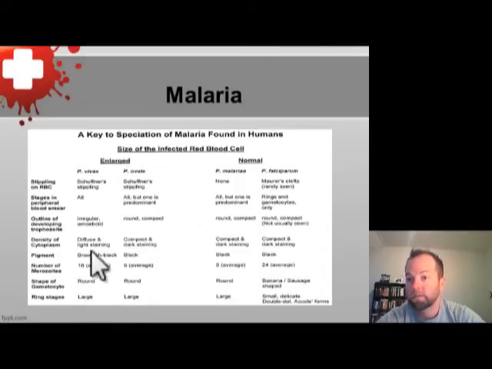I look at a couple of other signs. Is the mature trophozoite, does it have a compact or diffuse cytoplasm? How lightly does it stain? Is the developing trophozoite irregularly shaped, or is it oval? And you can deduce which species of Plasmodium is present based on those characteristics.